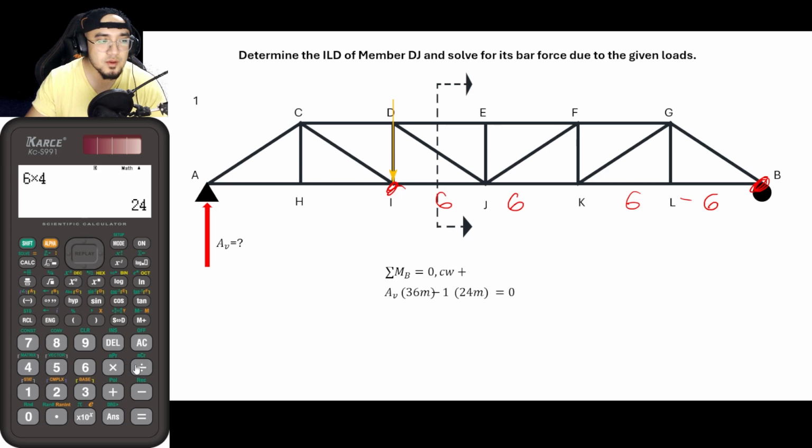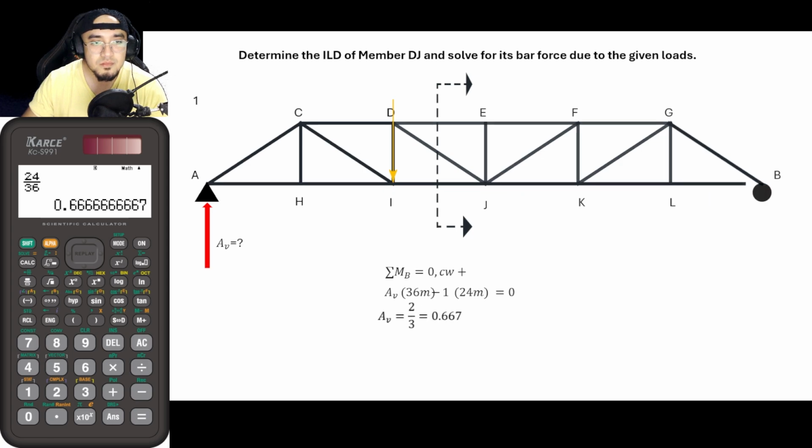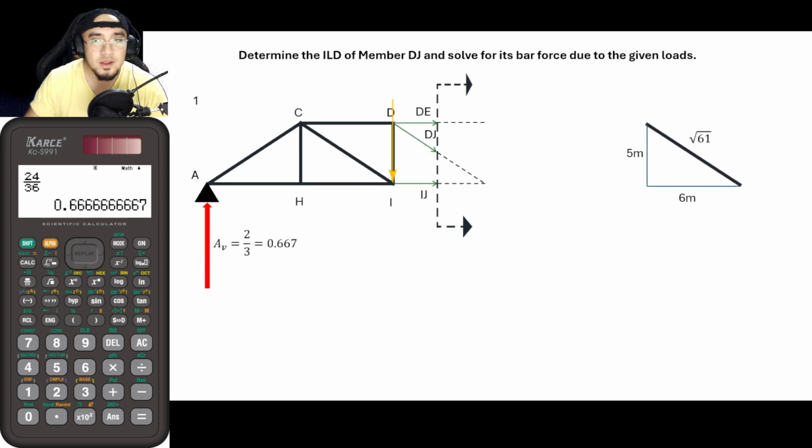Actually, that is equal to 0. Then solving for AV, transposing 1 times 24 to the other side. So that is 24 divided by 36. Our answer for AV is 2/3, or if you are to convert it into decimal, that is 0.6666667. Okay? So that is now the value for AV. And there, that is now our value.